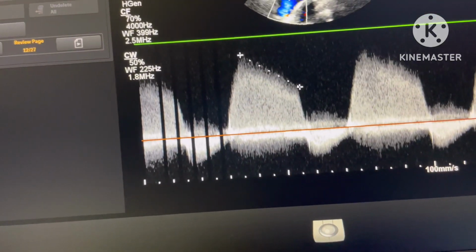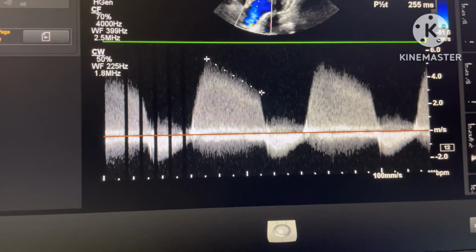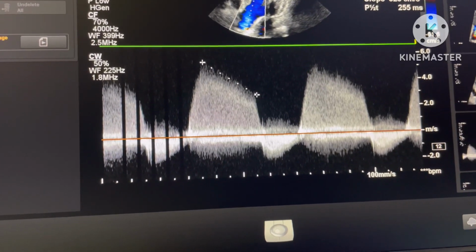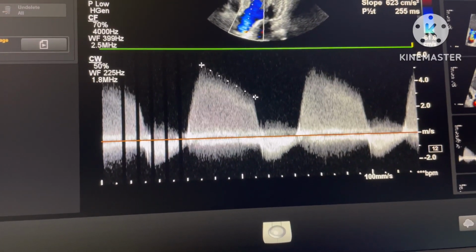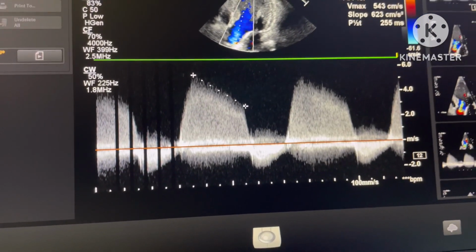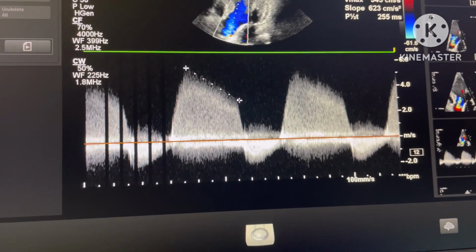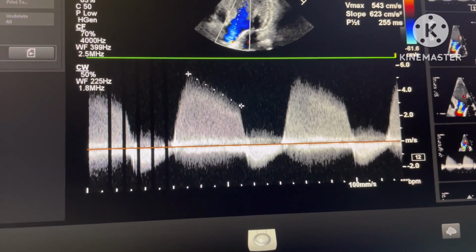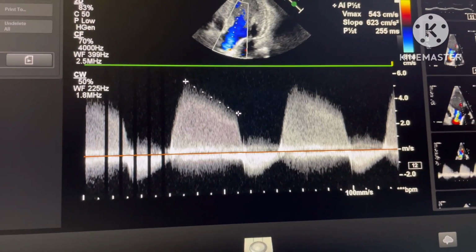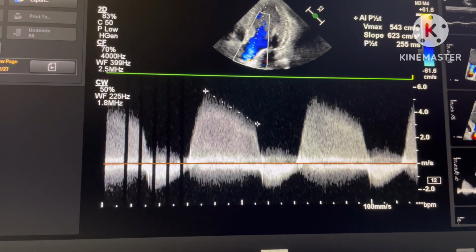This is pressure half time. For AR, if pressure half time is around 200, that is severe. More than 500, that is mild, and 200 to 500 is moderate. But in this case, we are getting 255 milliseconds, so by that criterion, it is just coming close to moderate. But vena contracta is severe. LV dysfunction has started. So ultimately, this is severe AR.